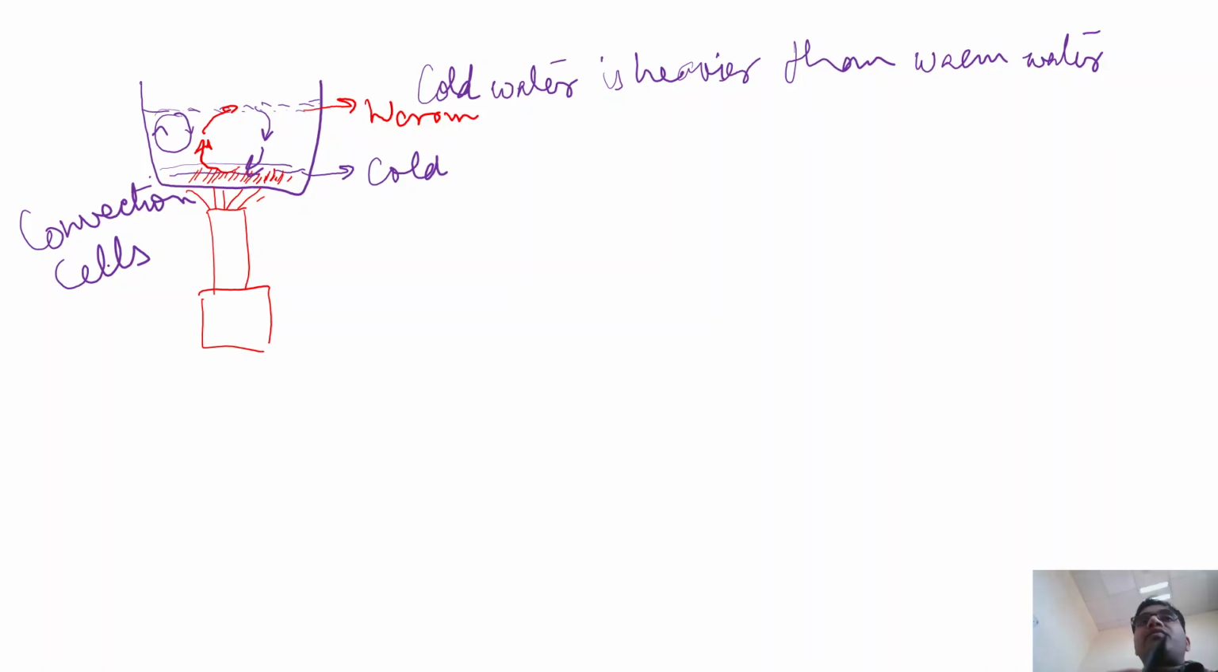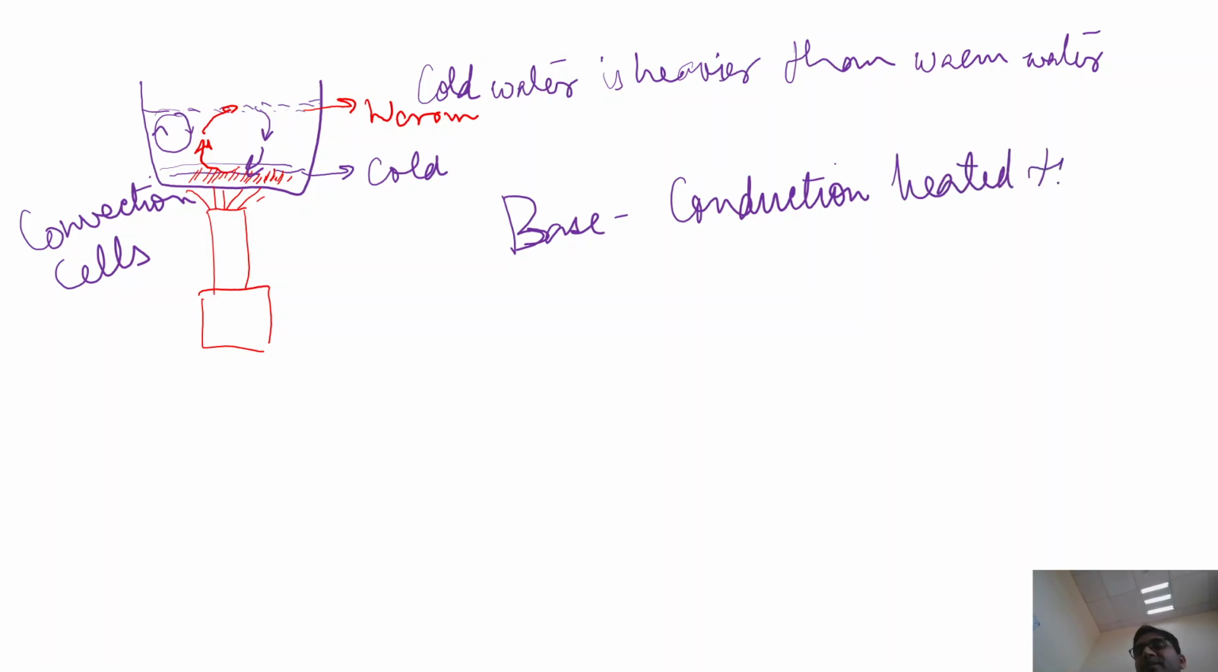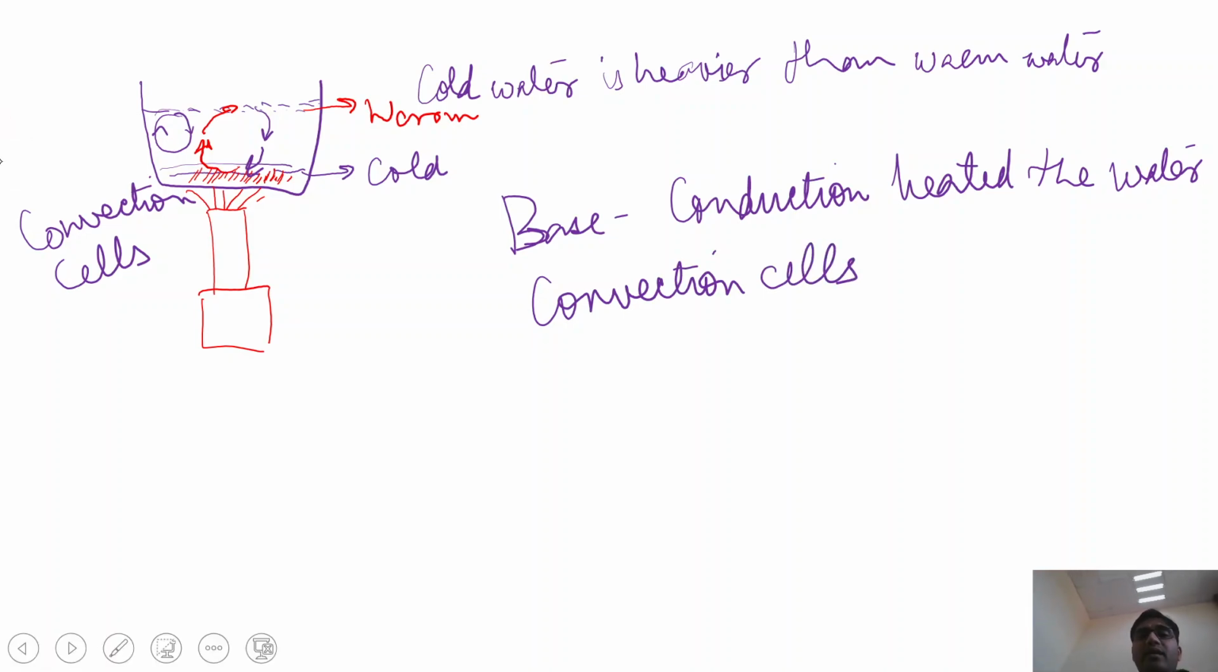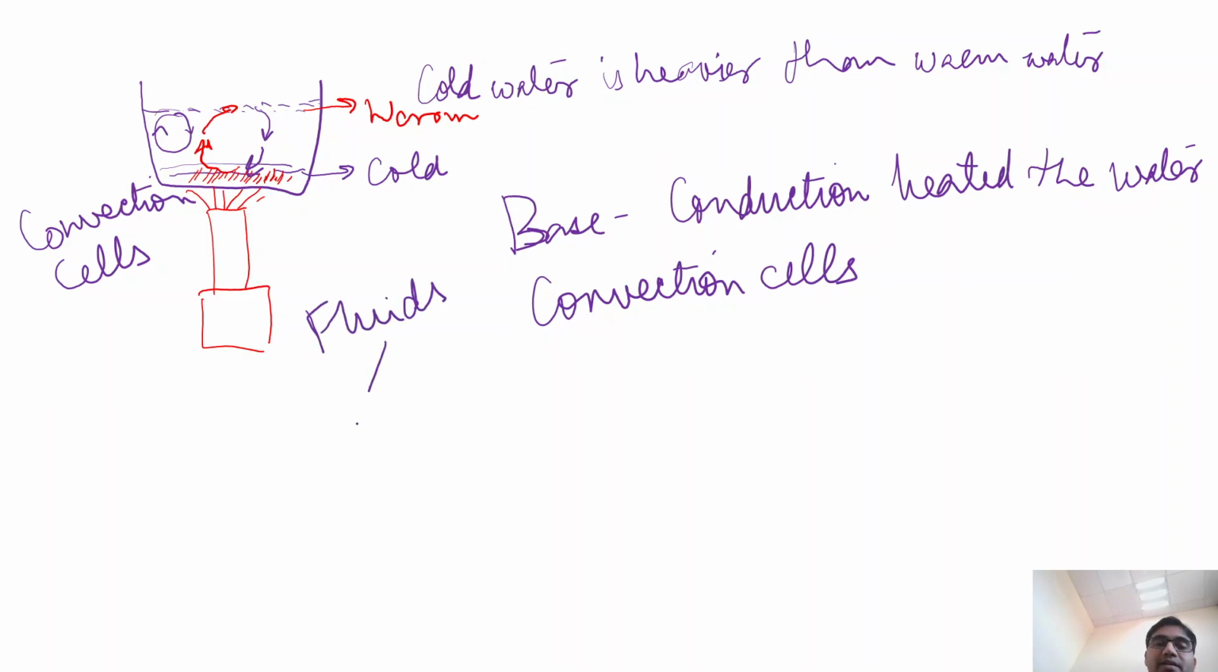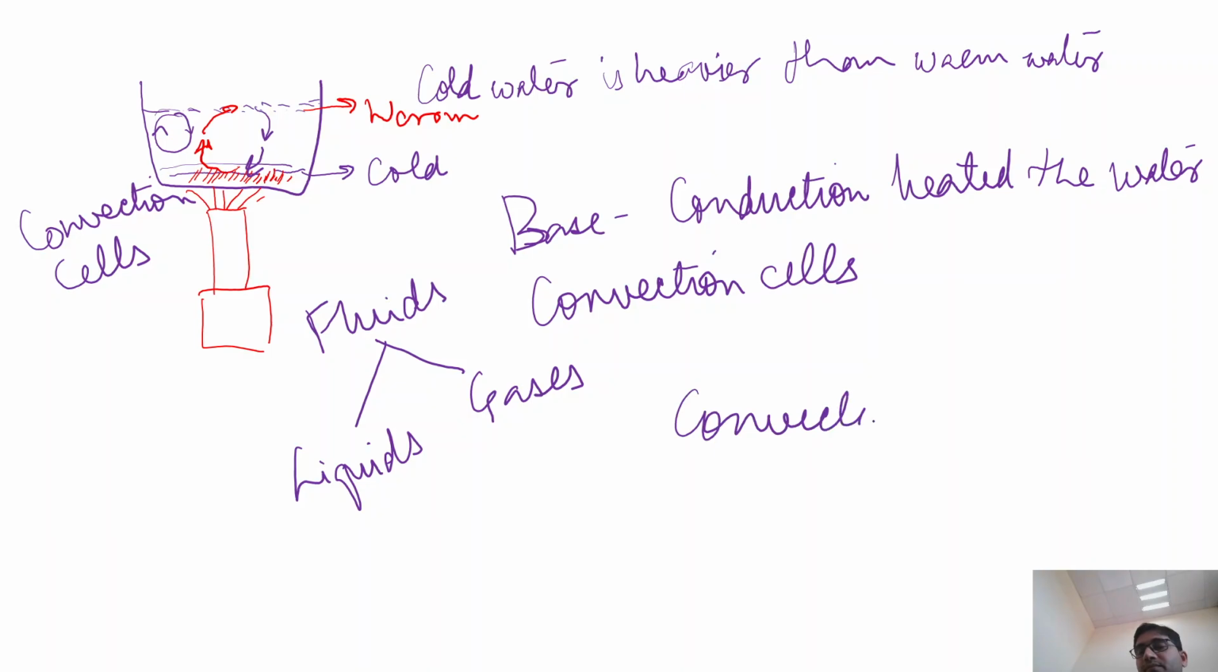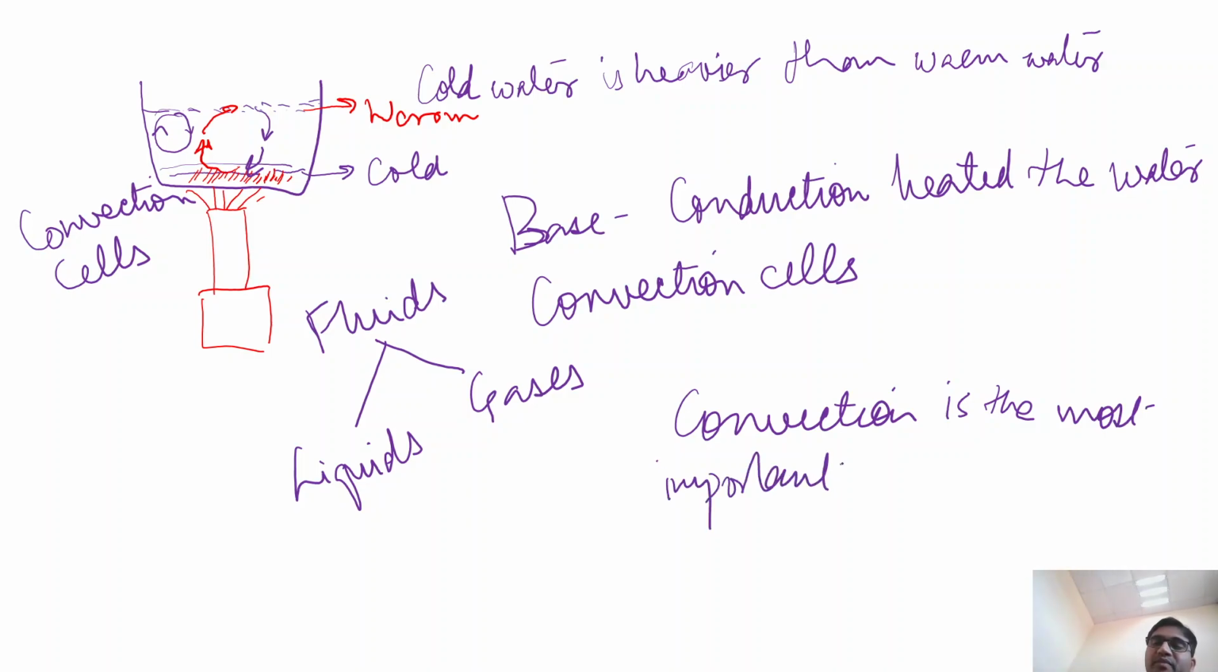Convection cells. So what two processes were going on over here? At the base, conduction happened. Conduction heated the water, and then convection cells were formed, and then this process will go on till the entire system gets heated. So interestingly, this process is possible only in fluids, that is liquids and gases. Therefore, convection is the most important process for heat transfer in atmosphere.